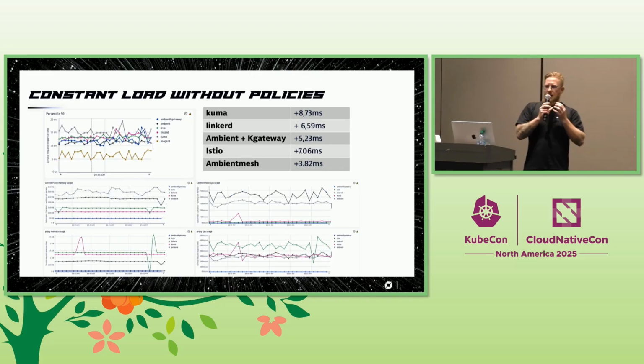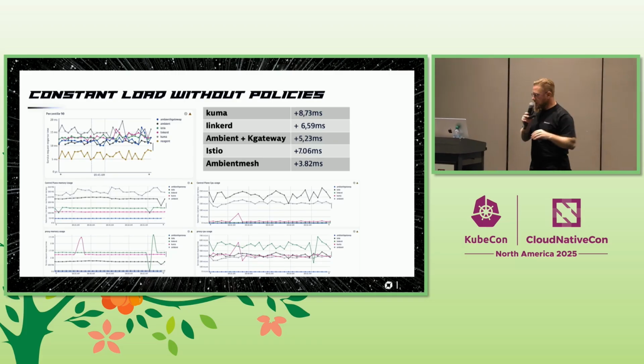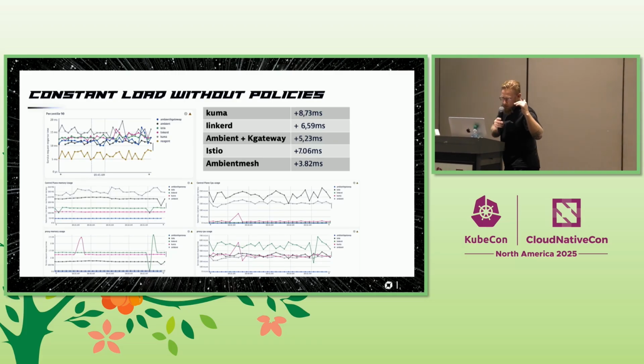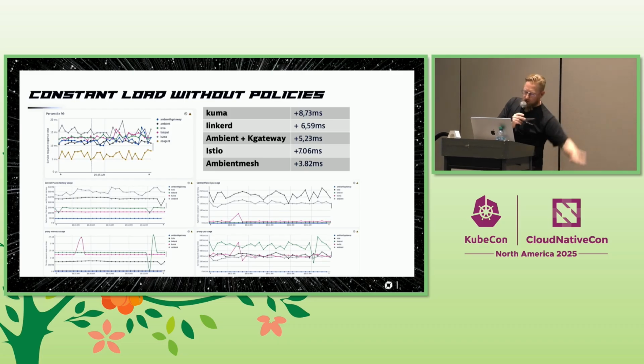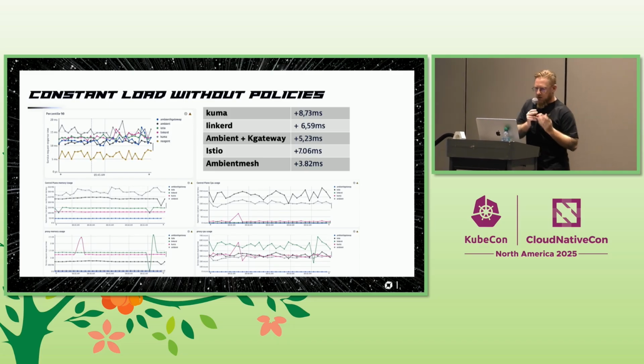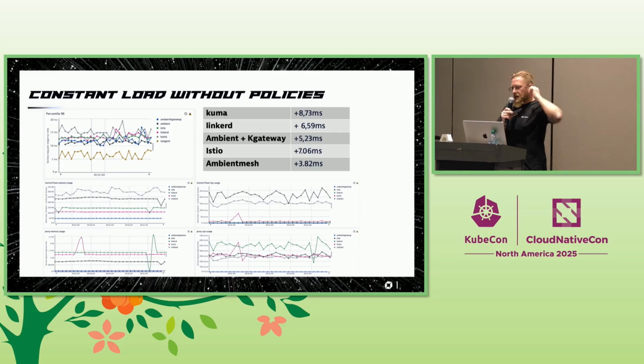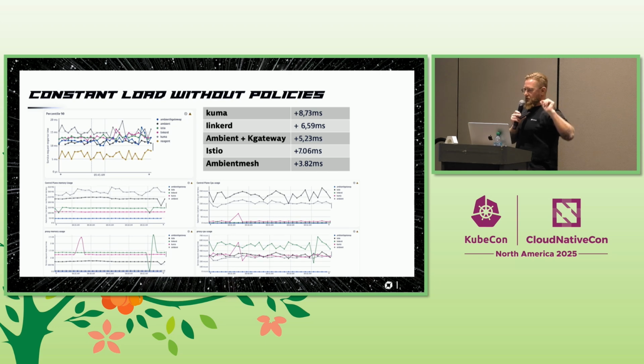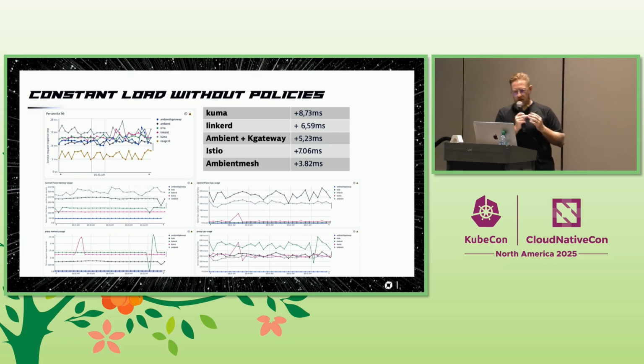So now I just focus on a constant load. Here you can see that we have the response time on the top, and on the bottom I have the control plane, and then on the layer down is the data plane. You can see here the fastest one in terms of latency introduced is Ambient Mesh with 3 milliseconds. Then we have Gateway with 5, and Linkerd with 6, Istio with 7, and Kuma with 8 milliseconds.